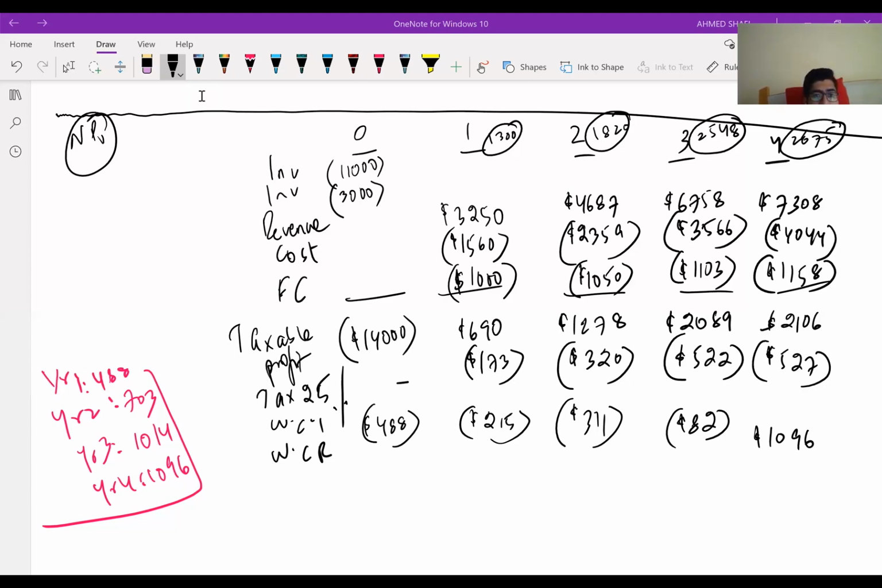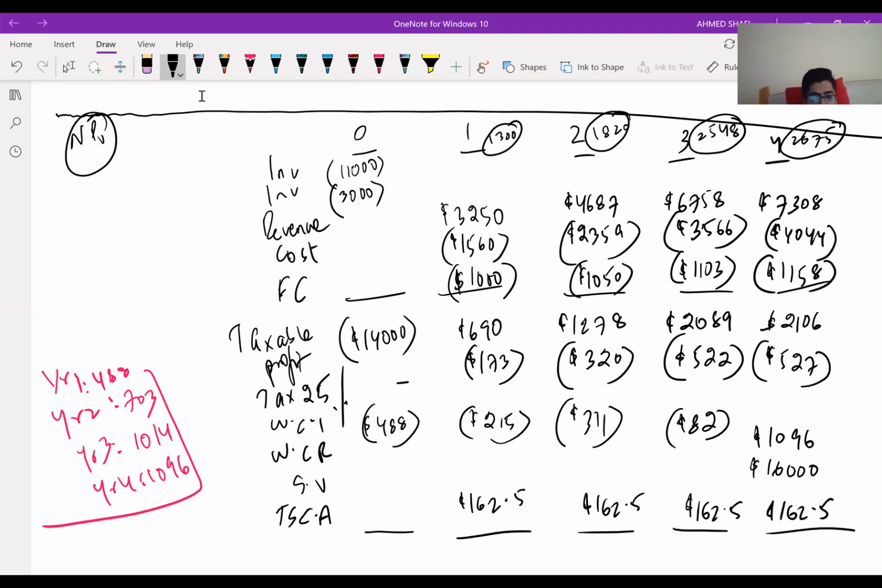Okay, after working capital recovery, we have scrap value. Remember, we sold all the assets, including plant and machinery, for 16 million last year. And after scrap, there is tax savings, capital allowances. Just copy paste 162.5 as your savings in the last column. Once you're done with it, everything is done. You need to net them all to get net cash flows.